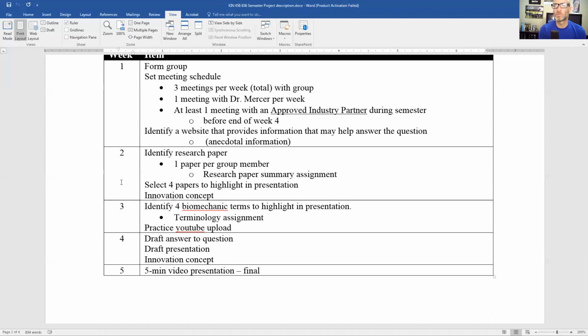And then week 2, you're going to start coming up with an innovation concept. Week 3, you're going to identify the 4 biomechanic terms to highlight in a presentation, and I'll have the terminology assignment as part of that. You're also going to upload a practice video so that you know how to upload videos to YouTube. Week 4, you have a draft answer to your question.